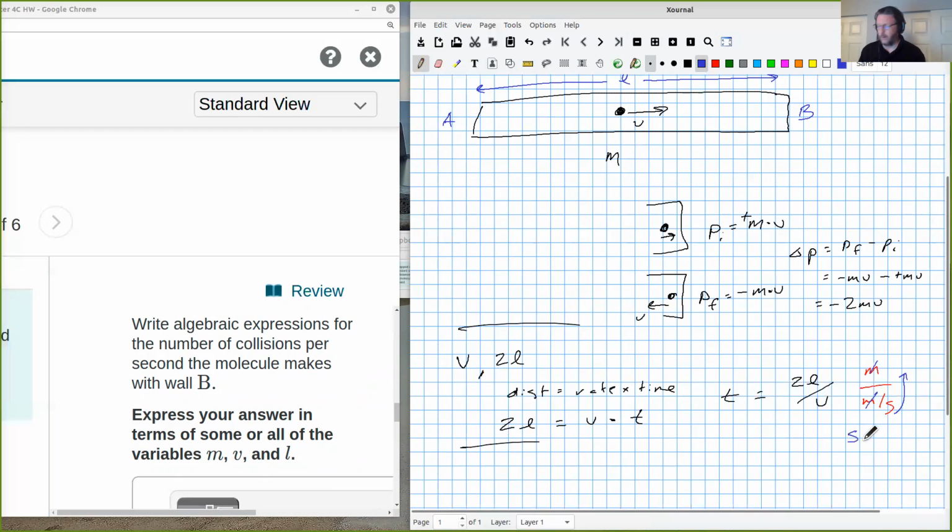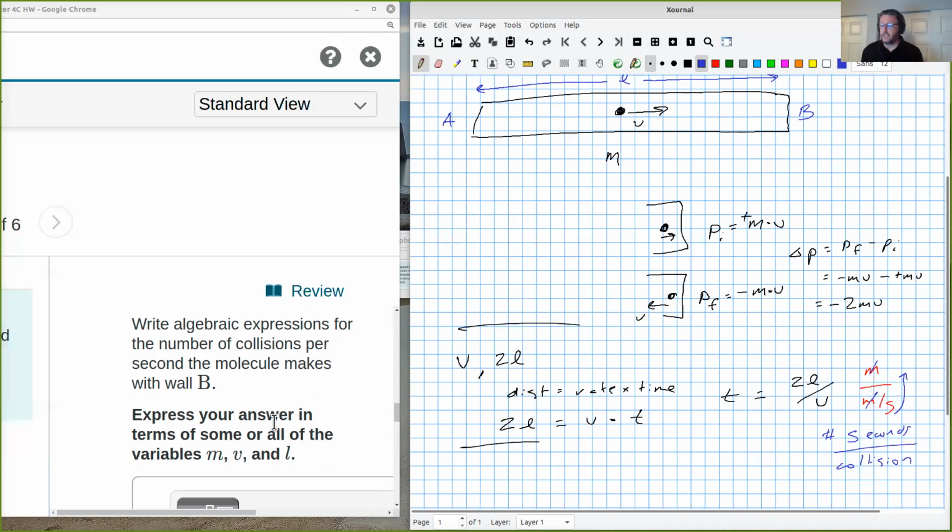Okay, well, we knew that already. It's a time. But it's the seconds for what? What happens in that number of seconds? One collision happens. So I'm going to write this as the number of seconds per collision. So 2L over V is the number of seconds for each collision.